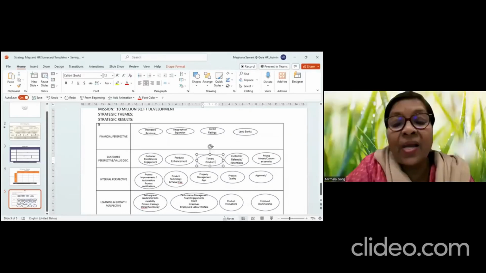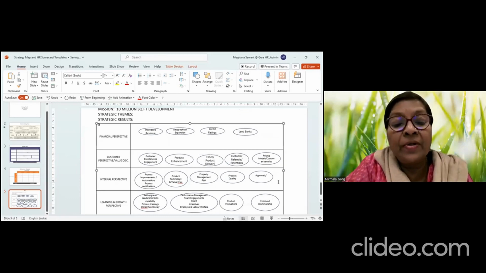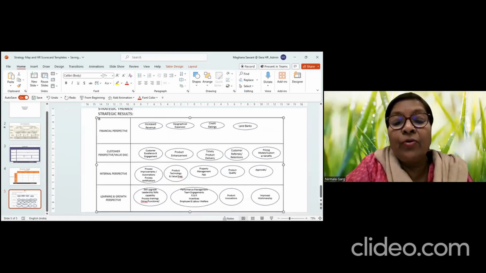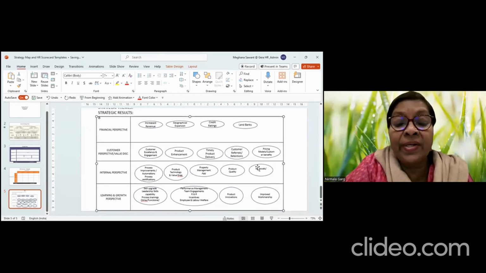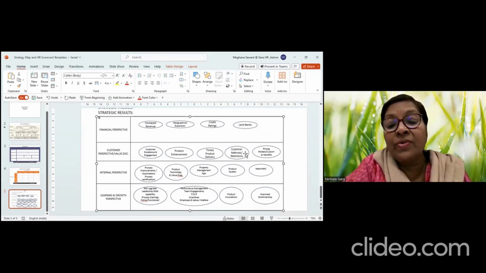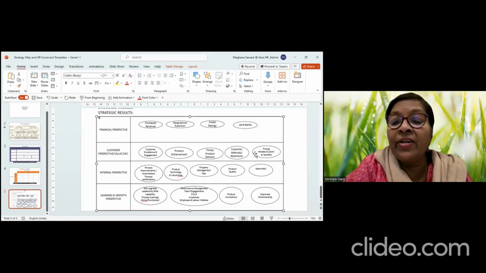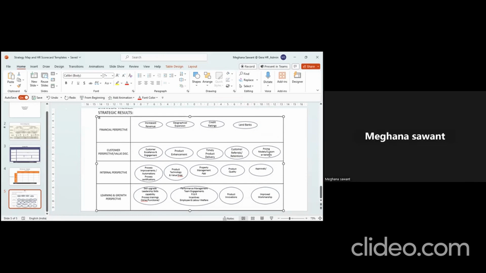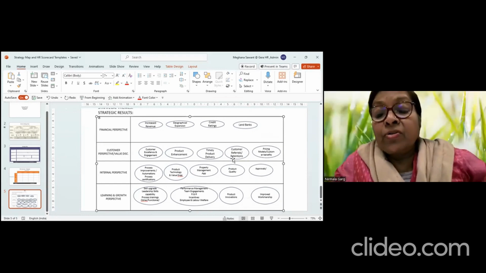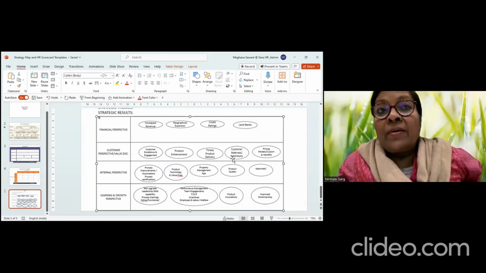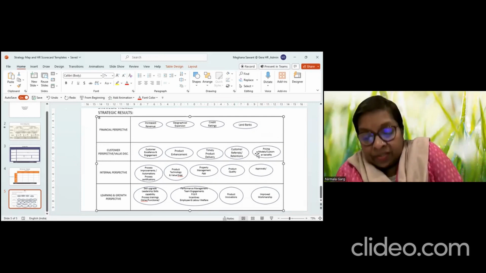So these are some of the attributes which you want to deliver to your customer to ensure that there is customer delight, there is customer satisfaction in terms of product, in terms of delivery, in terms of retaining, in terms of pricing. For example, you have said custom built.